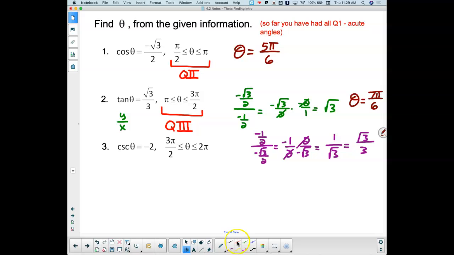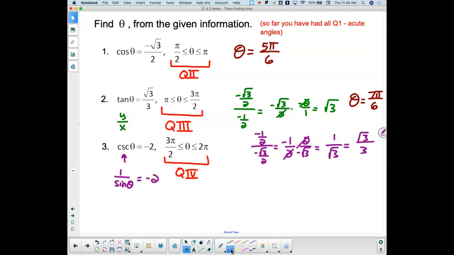Cosecant is negative 2 in which quadrant? Okay. Cosecant, I'm going to take this one a little different way too. Because normally we'd be thinking cosecant is 1 over y, right? Okay. So instead of thinking of it as cosecant, I'm going to think of it as 1 over the sine of theta, right? Because that's what cosecant is, 1 over sine. And that's going to equal negative 2.